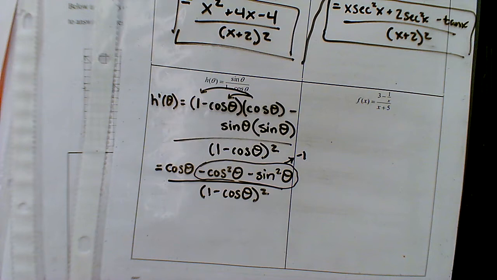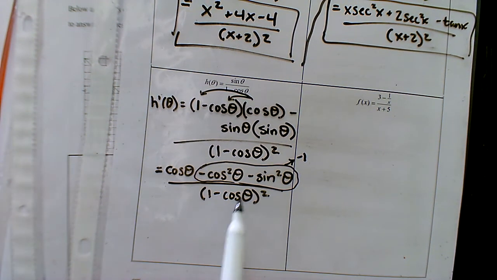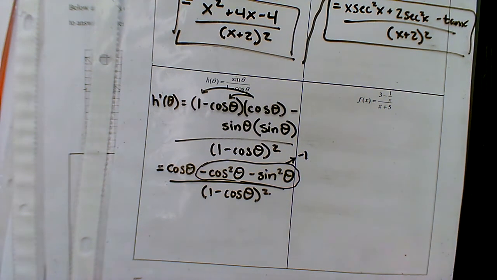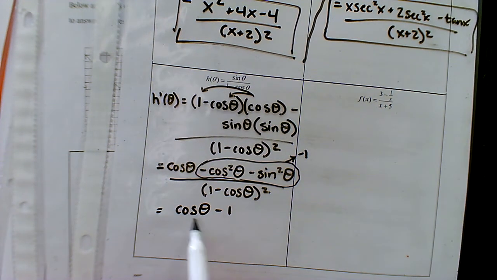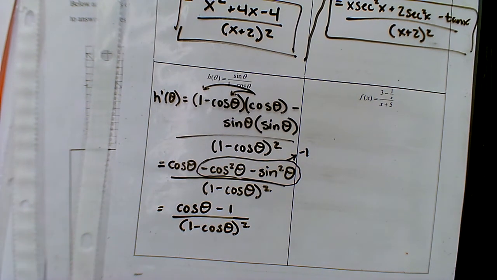So if we think about that identity, cosine squared plus sine squared, that's usually 1. But notice how we have the opposite of that happening here, negative cosine squared minus sine squared. So this can actually change to -1. So we're left with cosine minus 1 up top, and we have a (1 minus cosine) quantity squared on the bottom. I like that simplification.